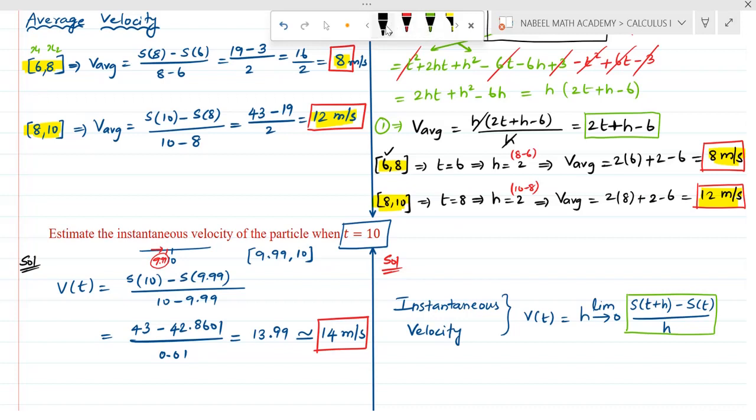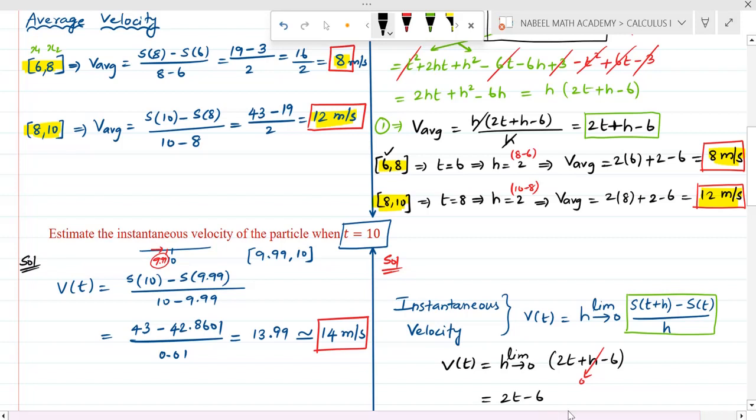So what happened? Average velocity is given by limit h approaches 0 of 2t plus h minus 6. Now when I substitute h equals 0, this becomes 0. What are the remaining things you have? Here 2t minus 6, but I have to substitute the value of t, which is mentioned in the question. So the t value is 10, so I just substitute 10 minus 6.